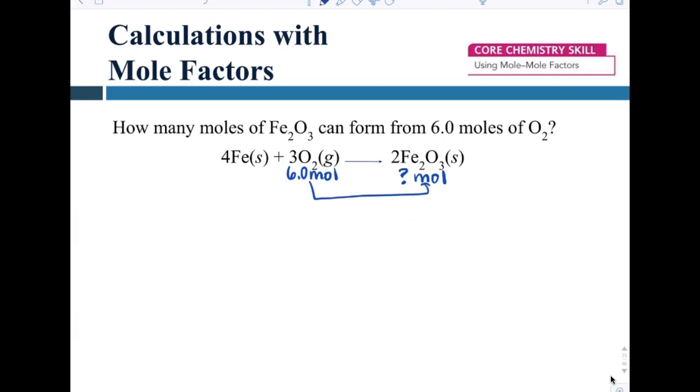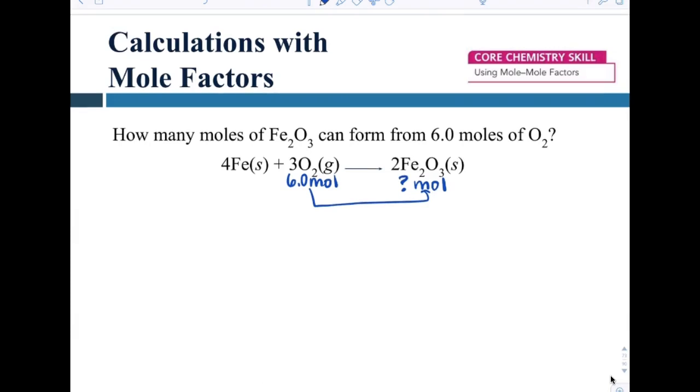I need a conversion. I need a mole to mole ratio. Where do I find a mole to mole ratio? From the balanced chemical equation. And so I'm going to look at these numbers to give me that mole to mole ratio. 3 to 2 is this ratio. Now I do not need anything about the iron, the 4 iron in front, because I'm not being asked about it, and I'm not given any information about it, so it's there to help me balance, but it doesn't matter as far as my math goes.